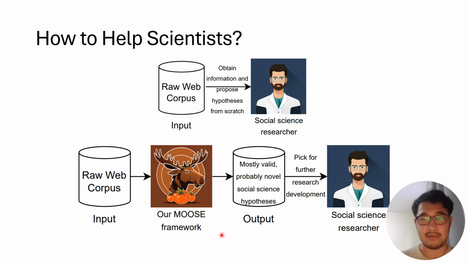And our framework can propose mostly valid and probably novel social science hypotheses, so that social science researchers will only need to look into our automatically generated hypotheses and pick high quality ones for further research development. So we can imagine that if the output here is of high quality, then this automated framework can hugely reduce the research cycle and largely boost the productivity of scientists.